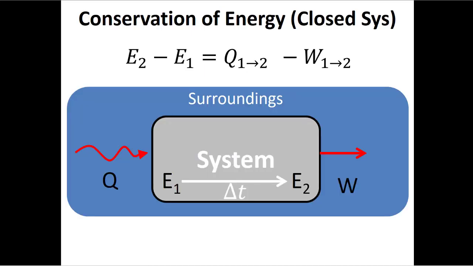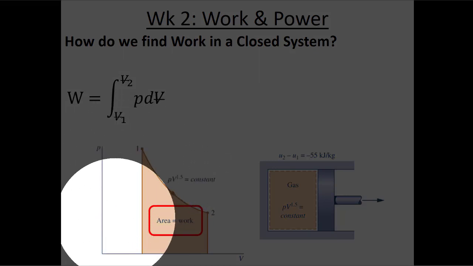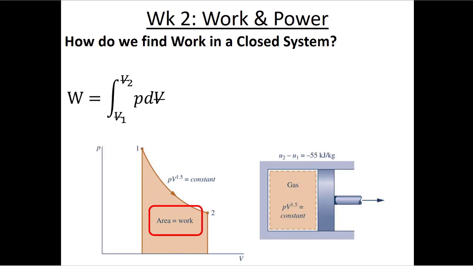We learned about conservation of energy for closed systems, where we have the change in energy in our system over time is equal to the heat transfer in minus the work out. We learned how to find work using this equation, the integral of P dV. Now, if I show my process graphically on a PV diagram, one of the reasons we like these PV diagrams is that when we plot out our process, then work is the area under that curve. That's P dV.